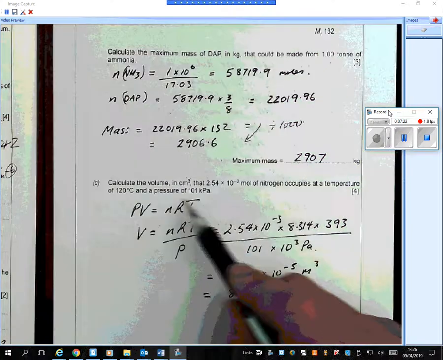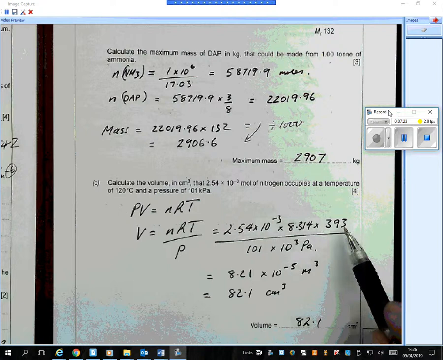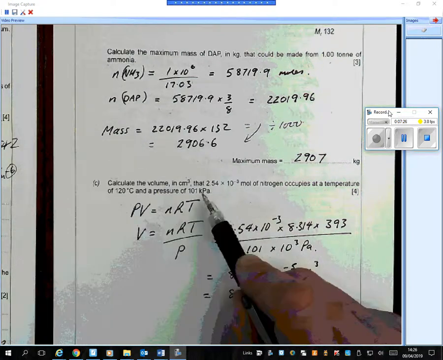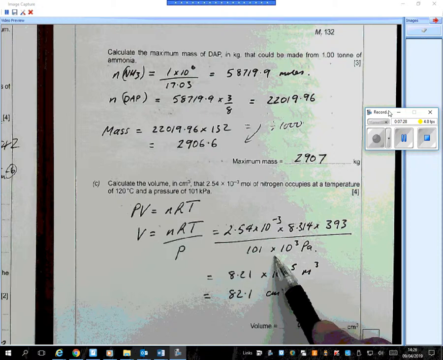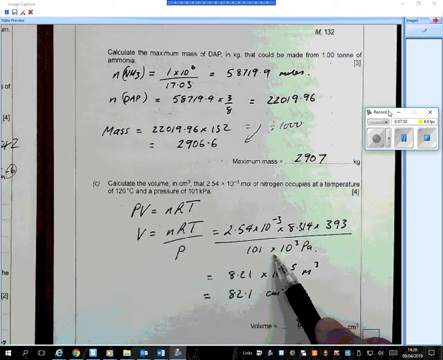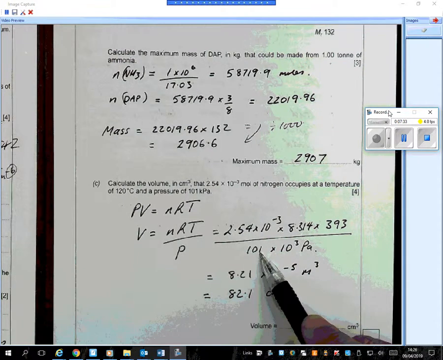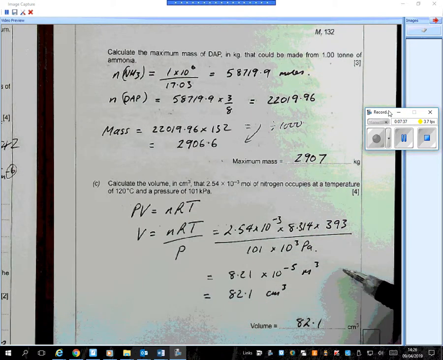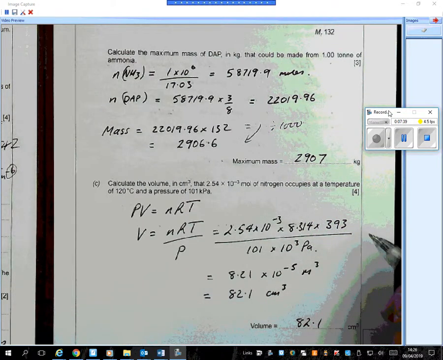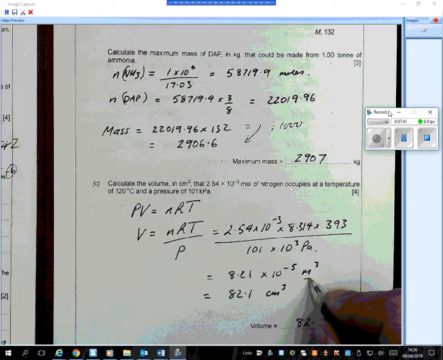Change degrees C into Kelvin. Now we've got 101 kilopascals. That needs to be in pascals. Okay, so that is going to be 101 times 10 to the 3 pascals. Put the numbers in. Your initial answer is going to come out in meters cubed.